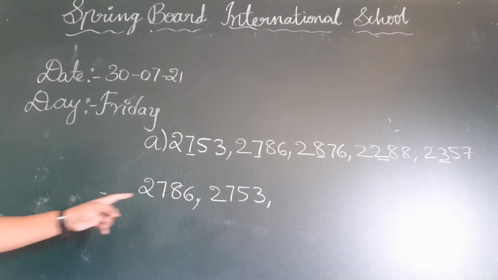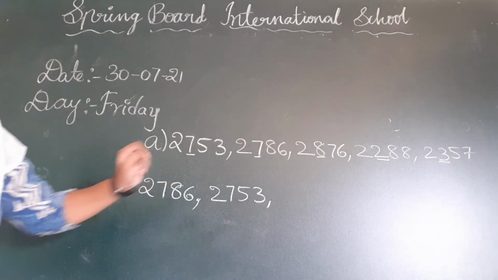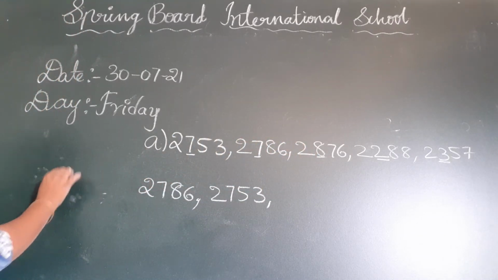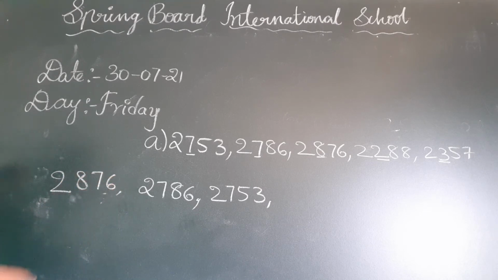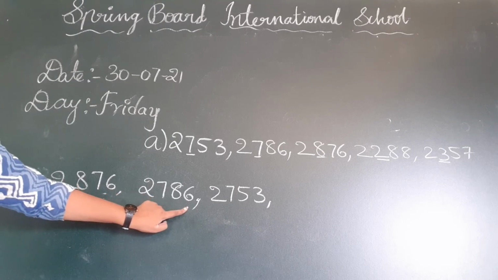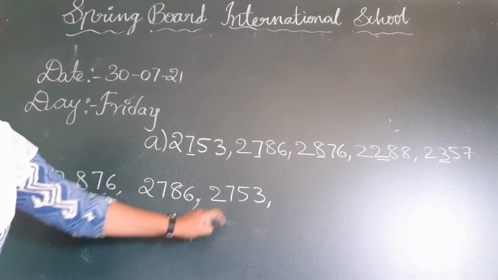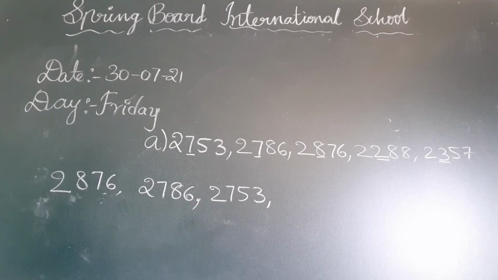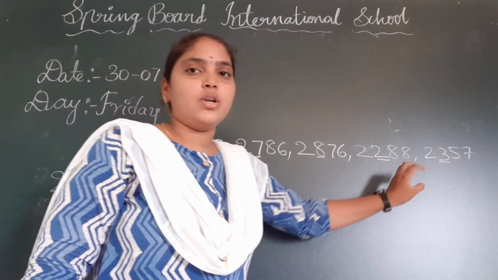No, you have to check it. Here 2876 is also there. So this is the bigger number. So first write 2876 and then 2786 and 2753, and what are the numbers remaining? Now these two only, children.